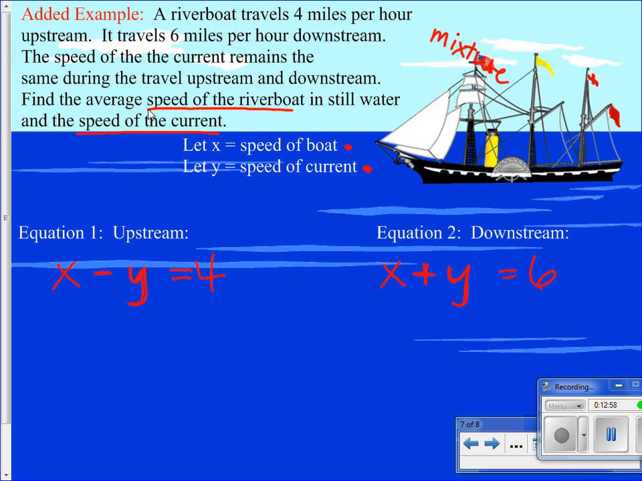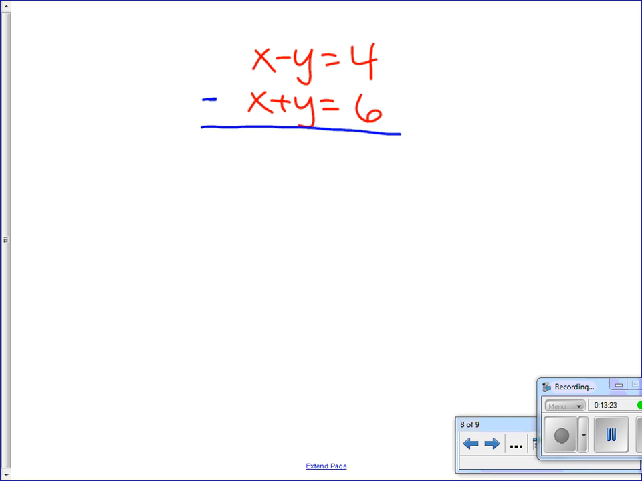And now I would line them up. So let's line them up nice and pretty. So first one was upstream. My upstream is x minus y equals 4, and my downstream is x plus y equals 6. Now, it really doesn't matter which one you do, add or subtract here. I'm going to subtract these to get rid of the x.